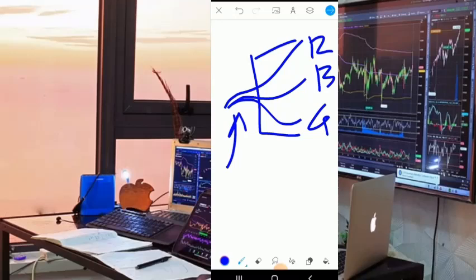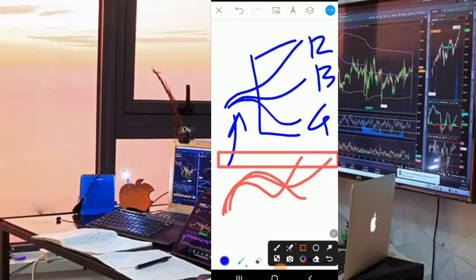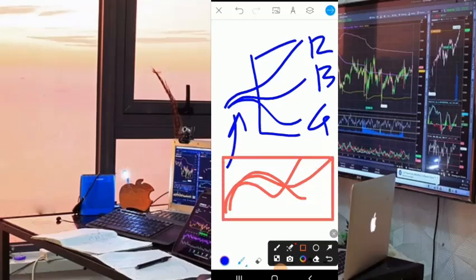And if ever you find the lines doing something like this, so if you find the lines working like this, this is what we call price range. So that is when price is just ranging over there, and that is where our starting point is.